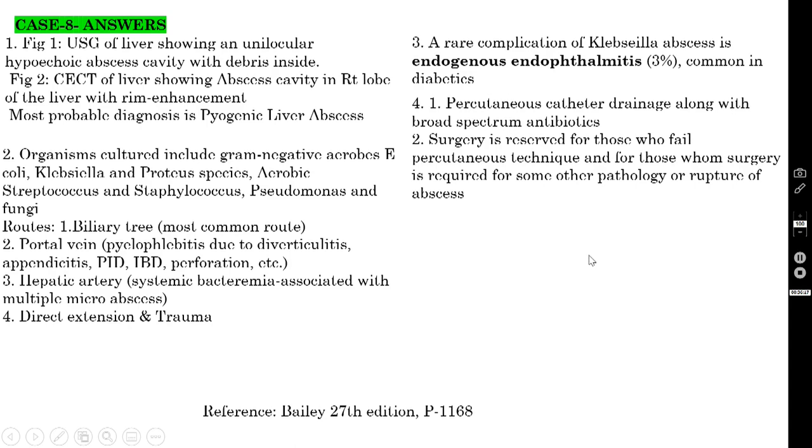How will you treat this case? Pyogenic liver abscess: percutaneous catheter drainage along with broad spectrum antibiotics. You can use ultrasound guidance. You can put a catheter inside, a pigtail catheter, and you can drain it. Along with that, you have to give, of course, antibiotics. Surgery is reserved for those who fail this percutaneous technique, and for those in whom surgery is required for some other pathology or the abscess has already ruptured. Then you have to resort to open surgery.